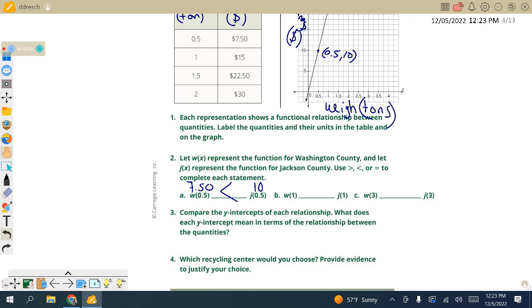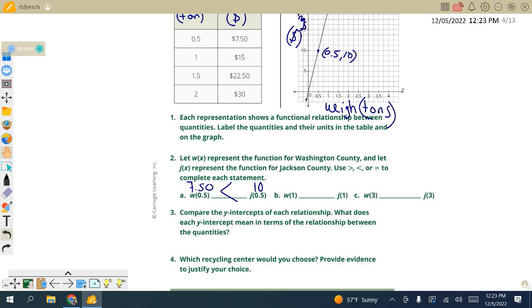Okay. Now, of those two places at the moment, which one would you rather go to at the moment? Jackson or Washington? Probably Jackson. Now that could change as we keep finding some more information. Right now, Jackson seems to be relatively a little bit better, right? Okay, how about the next one?